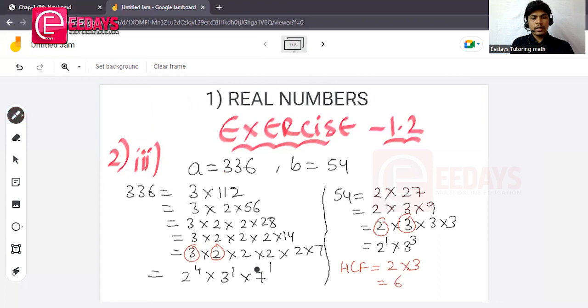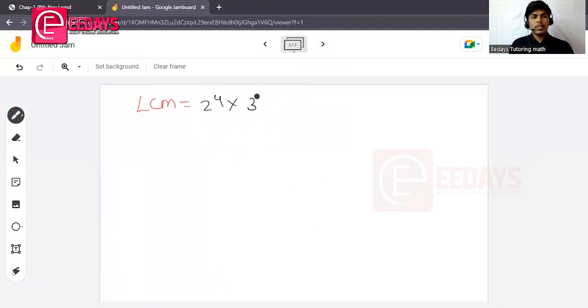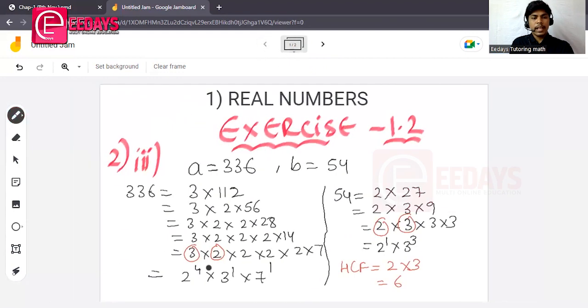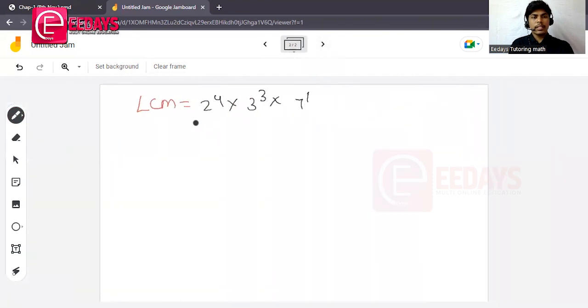And in terms of 3, we have 3 power 1 and 3 cube. Which one is greater? 3 cube. That's why you take 3 cube. And any other numbers? 7 is there, only 7 power 1. So that's why you take 7 power 1.